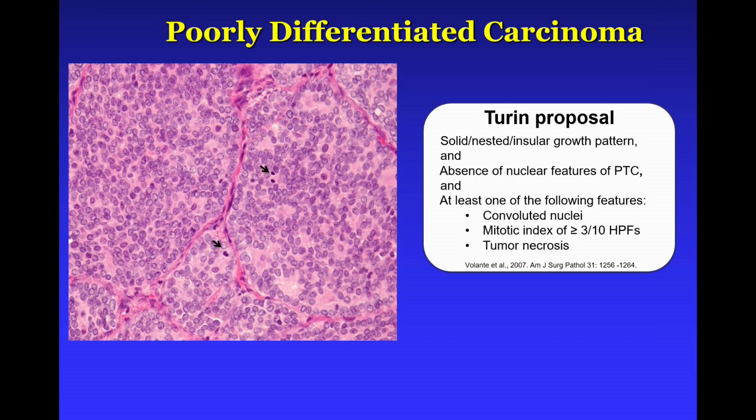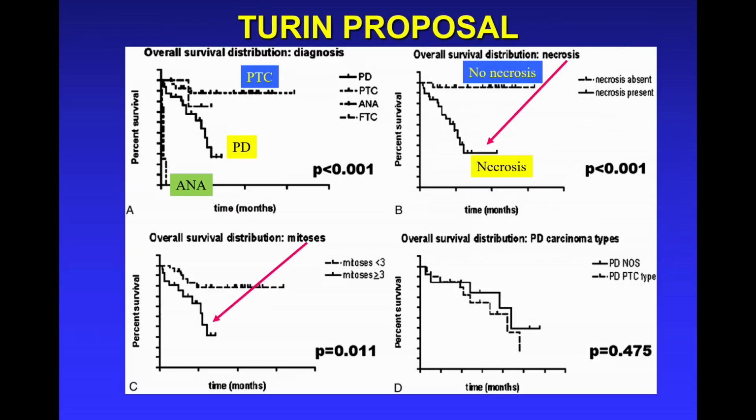But where I agree with them is that they need mitosis and necrosis, and something called convoluted nuclei that I never really understood what it means, but I think they mean attenuated papillary carcinoma nuclei. Anyway, let's look at this data. So this is the paper that is used today.